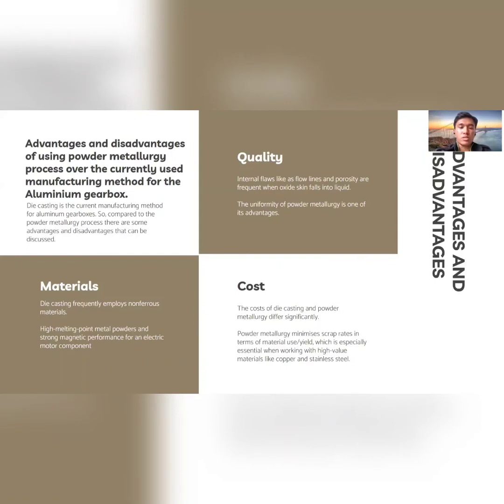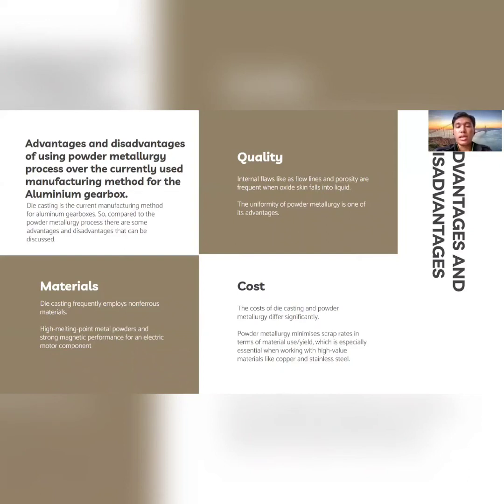Next one is material implication. Die casting frequently employs non-ferrous material, which includes certain metals with low melting points. Powder metallurgy allows for far higher material and alloy diversity. This permits the development of novel features such as high melting point metal powders, and strong magnetic performance for an electric motor component. The last one is cost.